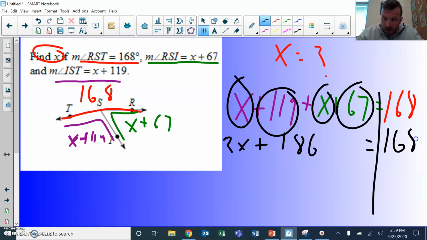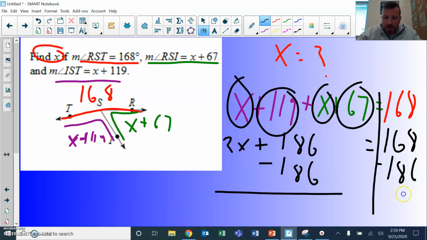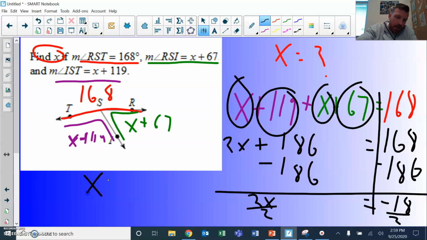All right, now we got 168 over there. So now I got to take away this 186. When I take this 186 away, I got to subtract those two things from each other. So I have 2x equals, let's figure it out. Let's always use our calculator just to make sure. 168 minus 186 equals negative 18. And then I'm going to divide by 2 to finish this problem off. And x is going to equal negative 9. Man, that is simple stuff.